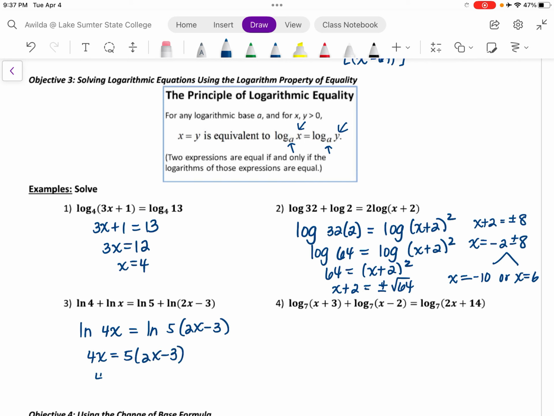So now we solve the linear equation, and we get that negative 6x is equal to negative 15, or that x is equal to negative 15 over 6, which reduces to negative 5 halves.